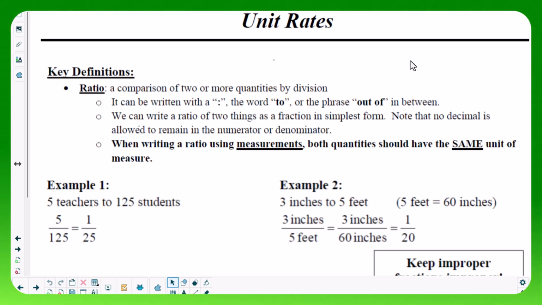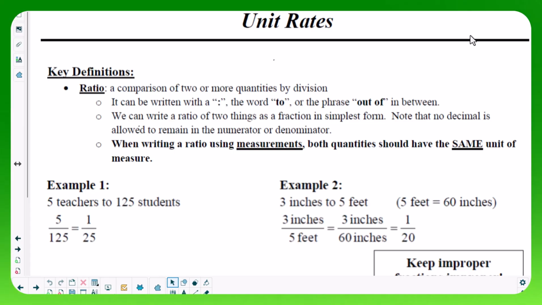This video is going to cover our unit rates guided notes. We'll talk about several different concepts in these guided notes, and I want to begin by talking about what a ratio is. A ratio is a comparison of two or more quantities by division. It can be written in a lot of different ways.